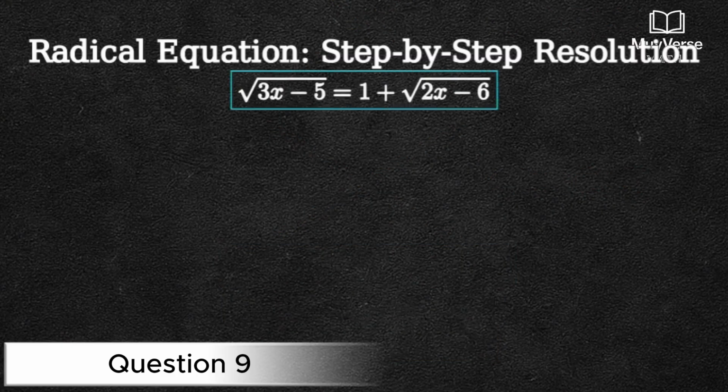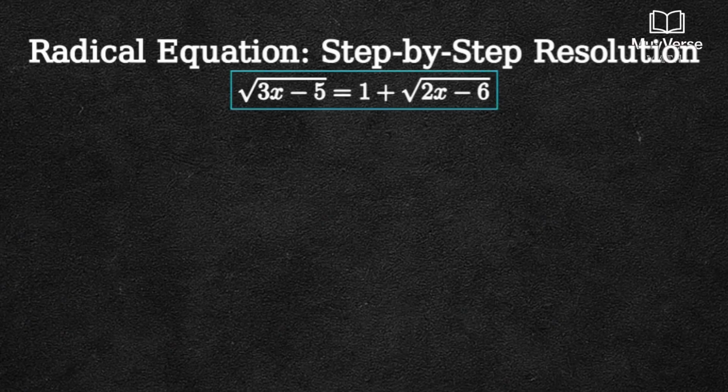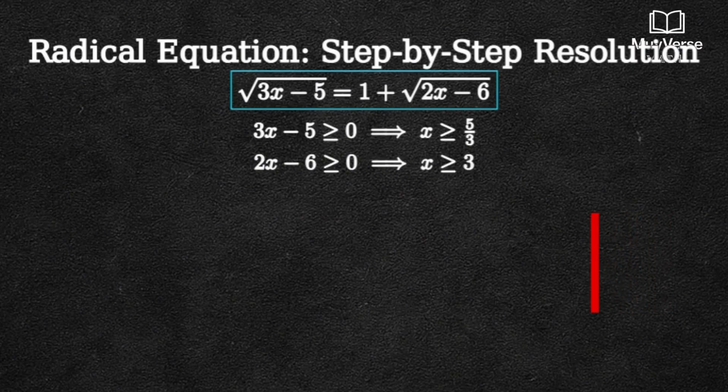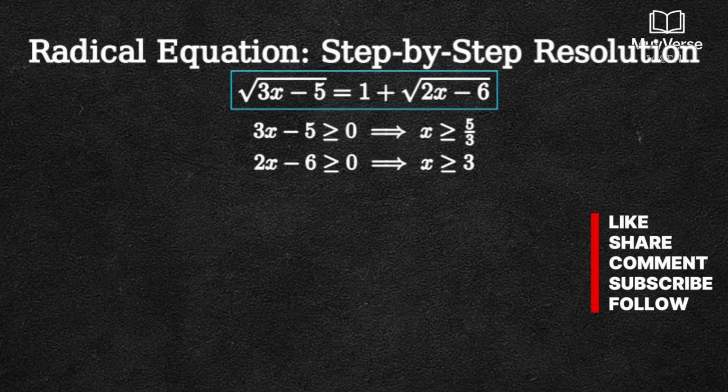Square root of 3x minus 5 equals 1 plus square root of 2x minus 6. Step 1. Set the domain from each square root being defined. 3x minus 5 is greater than or equal to 0, so x is greater than or equal to 5 over 3. 2x minus 6 is greater than or equal to 0, so x is greater than or equal to 3. Therefore, the domain we must check is x greater than or equal to 3.